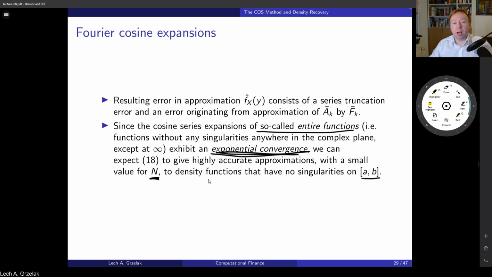As you remember in FFT, once we were recovering the density, we needed thousands of grid points. So we had this two-dimensional grid, which involved many terms. In the COS method, this is not the case. We achieve very high accuracy even for few terms. That will be very clear in a few minutes once we look at the Python code.